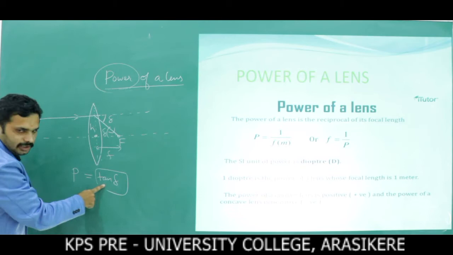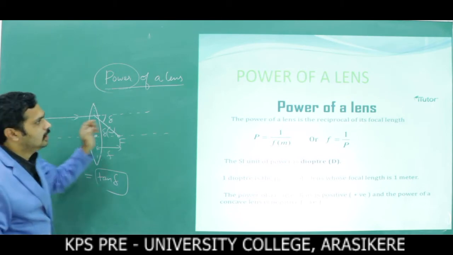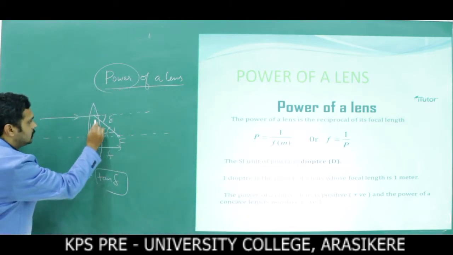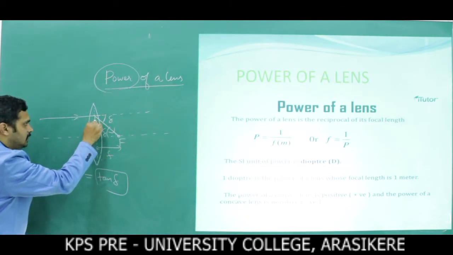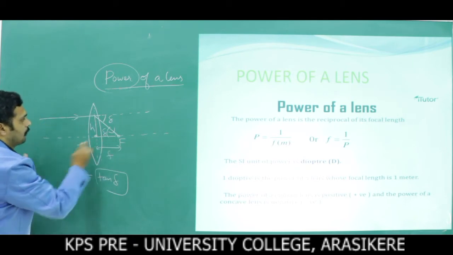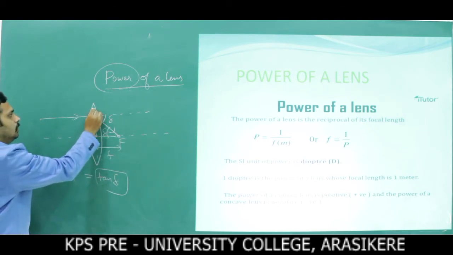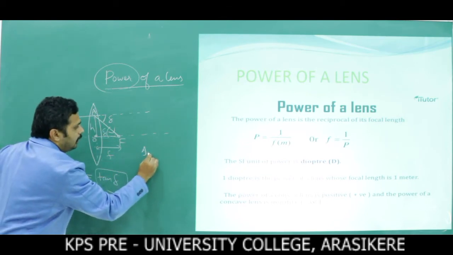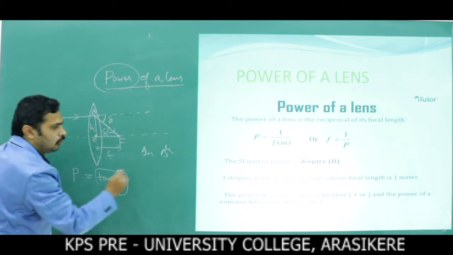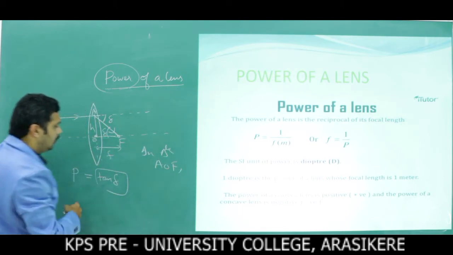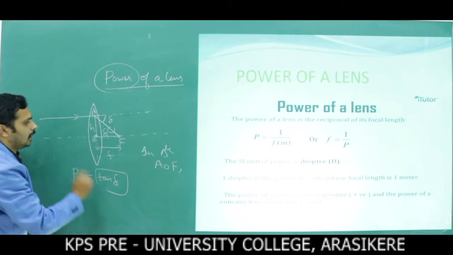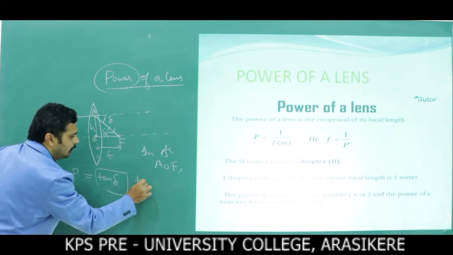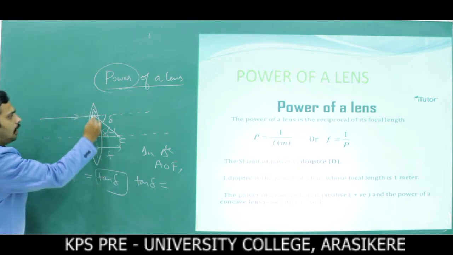Now by using this definition I am going to give the relation between power and focal length. Look here. Assume this is a triangle. This is A, this is O, this is F: triangle AOF. In triangle AOF, here I am using the tangent of the angle, because the power gives the tangent of the angle. Tangent of the angle gives the power. Apply tan theta.